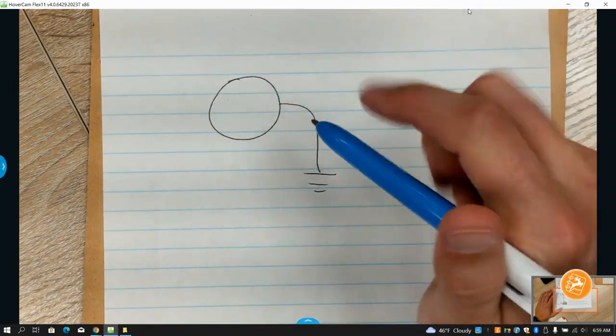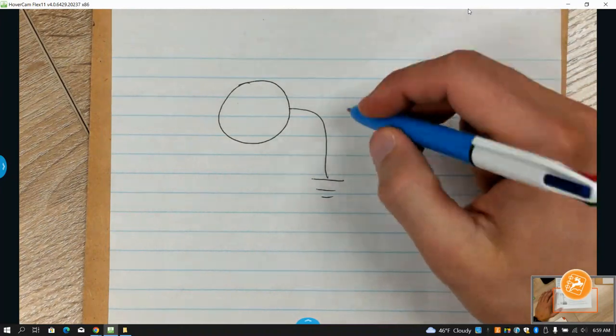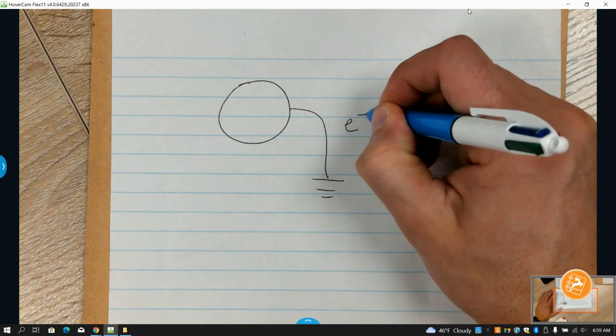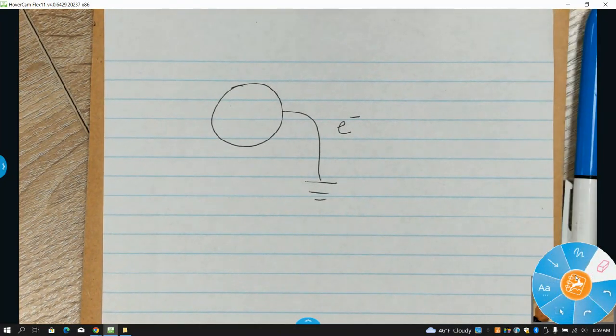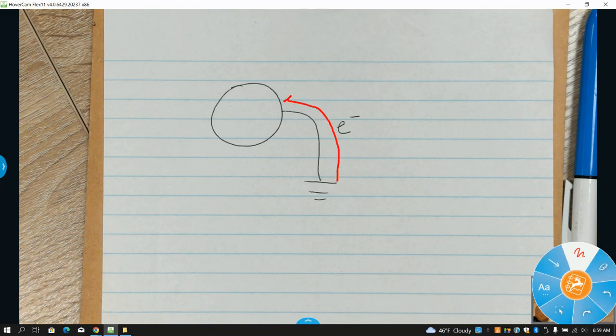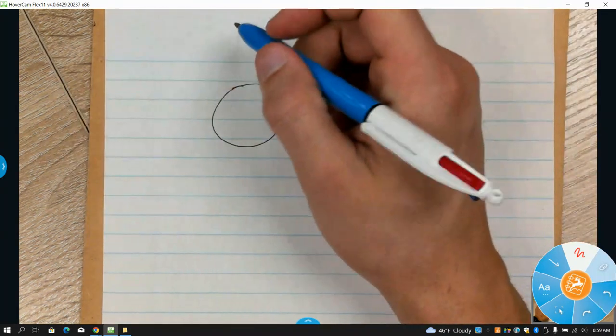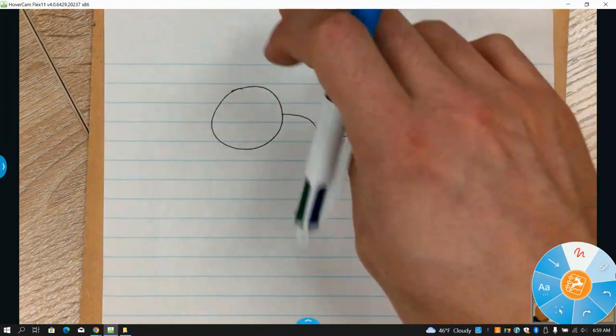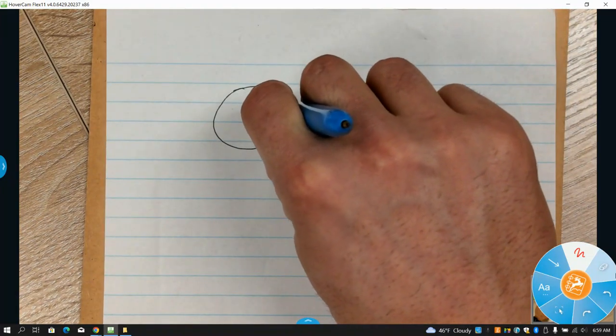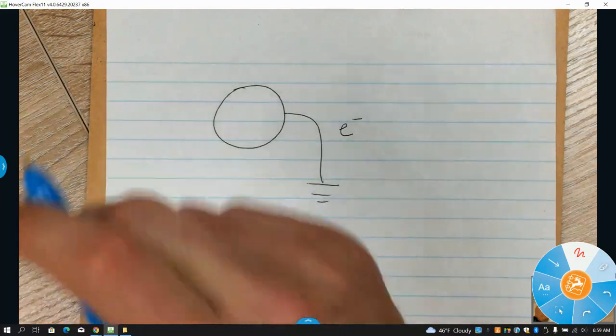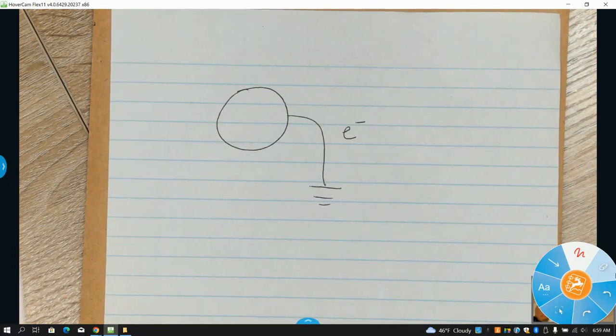By providing a path to the ground, electrons can either move from this object to the ground to try and neutralize itself, or they can come up from the ground to this object to try and neutralize itself. Or there can be other forms of, well, I'll show this when we get right into induction.